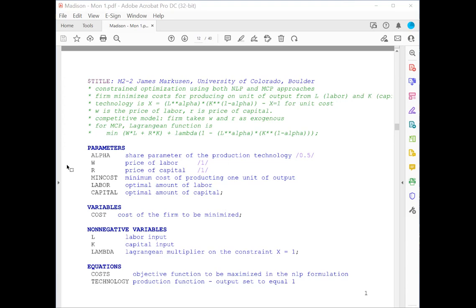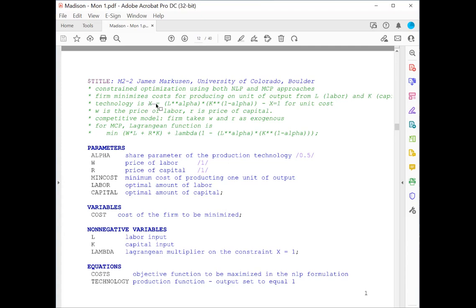Okay, so the second example just complicates this a little. It's going to be a constrained optimization problem. So a firm wants to minimize its costs, which is expenditures on capital and labor. That's W times L plus R times K, where L and K are variables. W and R are parameters.